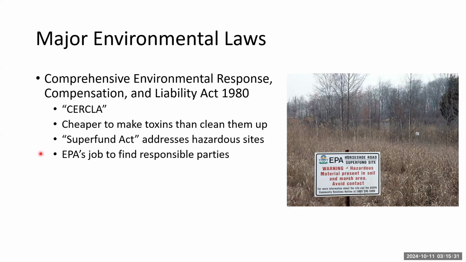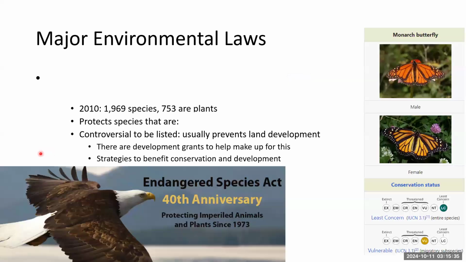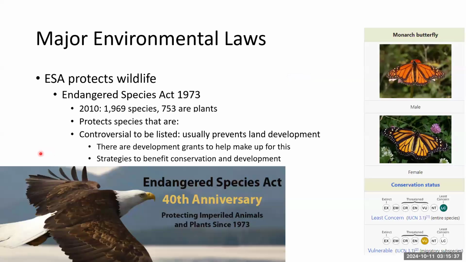All right, so we've got NEPA, clean air, clean water, CERCLA, and last but not least, one of the big major laws that we're going to talk about is the ESA. The ESA is the Endangered Species Act, one of the last acts signed by Nixon, 1973. In 2010, there were almost 2,000 species listed on it, 750 of which are plants. We often don't think of plants as being endangered, but the plants can be endangered.